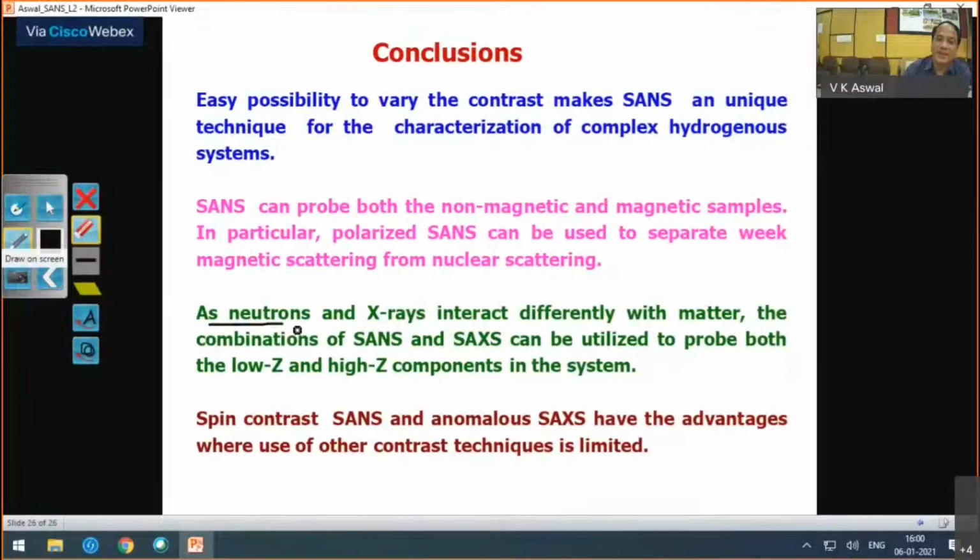And then as neutron and X-ray interact differently with matter, the combination of SANS and SAXS can be utilized to probe both the low Z and high Z components in the system. And that is the reason these days when you see a neutron source, you also see an X-ray source next to the neutron source. And if you can, spin contrast SANS and anomalous SAXS have the advantage where use of other contrast techniques is limited. So if you think there is a possibility, you should also think of using spin contrast SANS and anomalous small angle X-ray scattering.